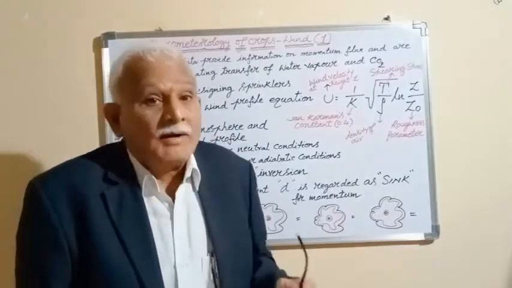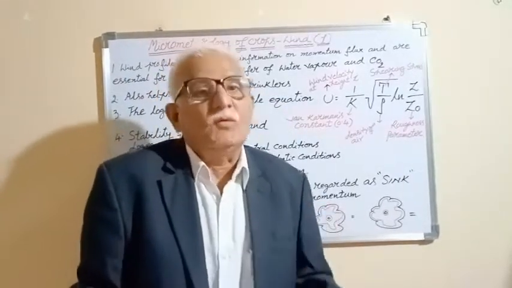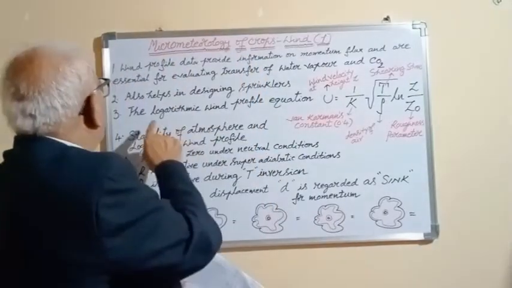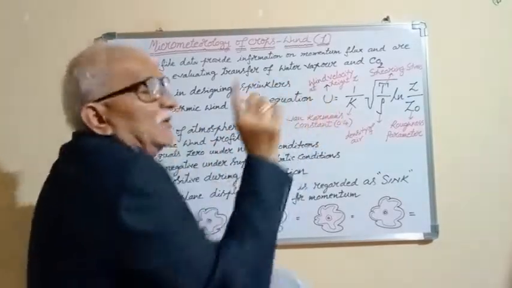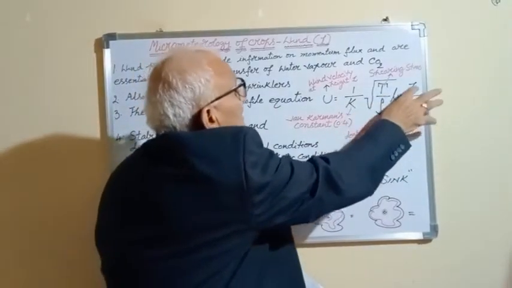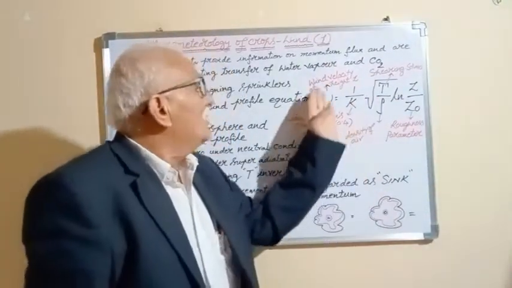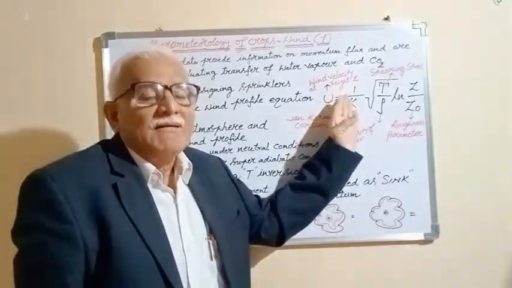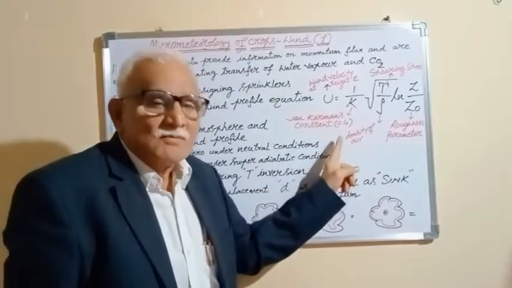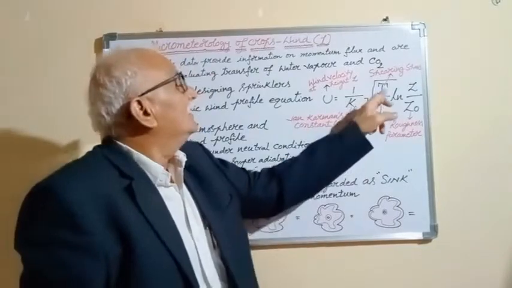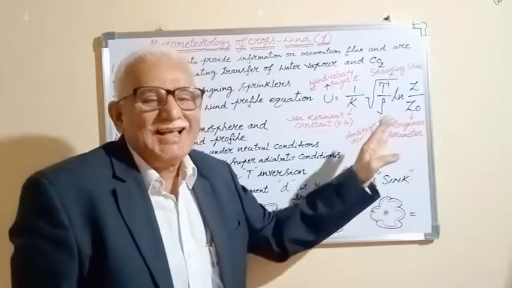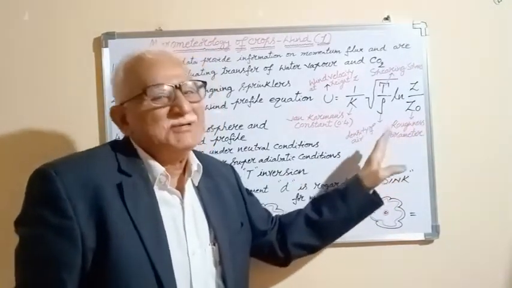Now, what is the logarithmic wind profile and what is its equation? Simple equation. The logarithmic wind profile equation is U = (1/K) √(τ/ρ) ln(z/z0). What is U? Wind velocity at height z. K is the Von Karman's constant, 0.4. Tau, as I said several times, is the shearing stress. Rho is the density of the air. Z0 is the roughness parameter.